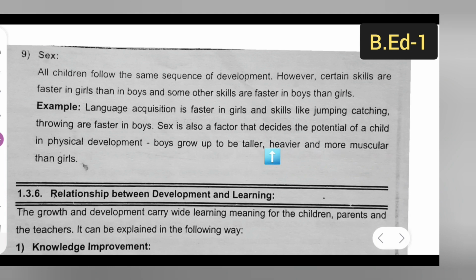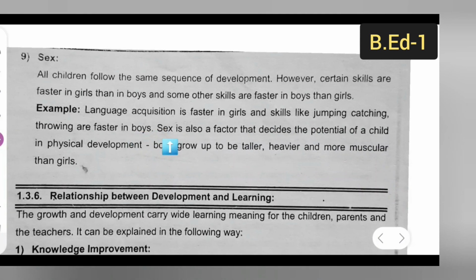Next, moving towards the ninth point, that is sex. All children follow the same sequence of development. However, certain skills are faster in girls than in boys. Some other skills are faster in boys than girls. Example, language acquisition is faster in girls, and skills like jumping, catching, throwing are faster in boys. Sex is also a factor that decides the potential of a child in physical development. Boys grow up to be taller, heavier, and more muscular than girls.